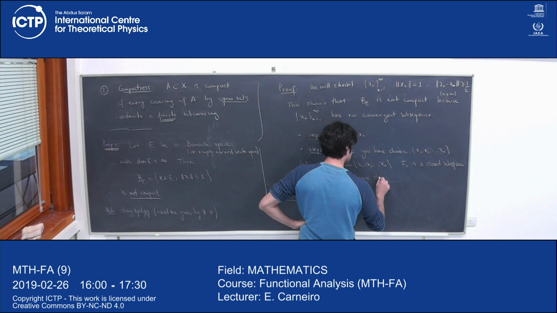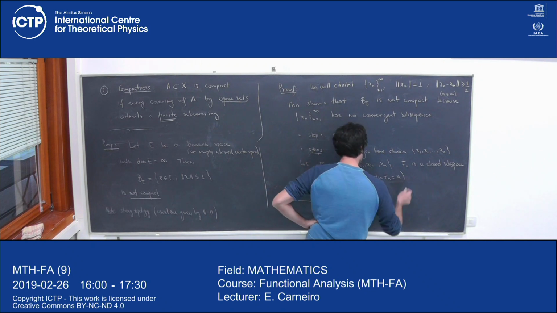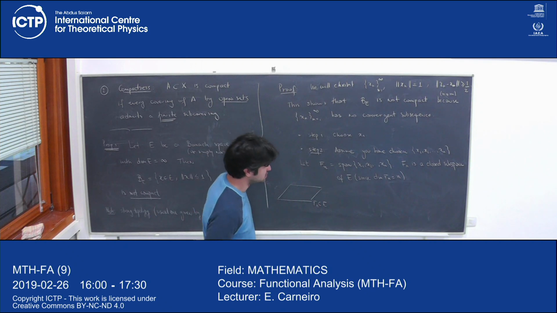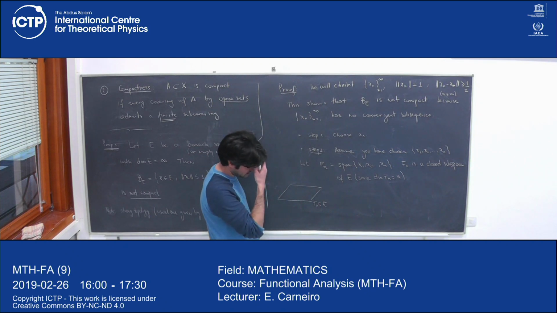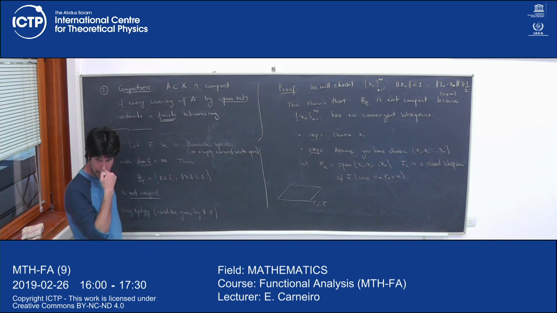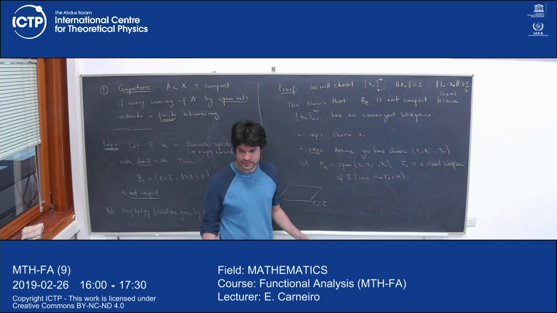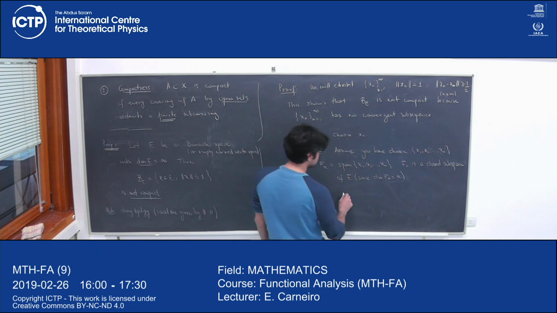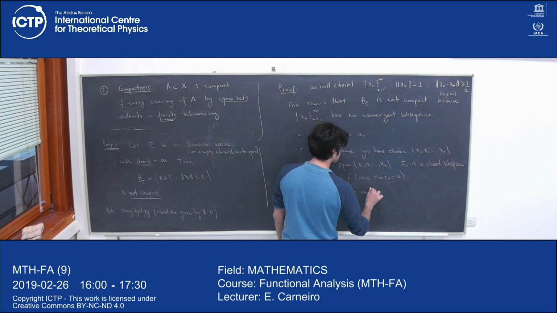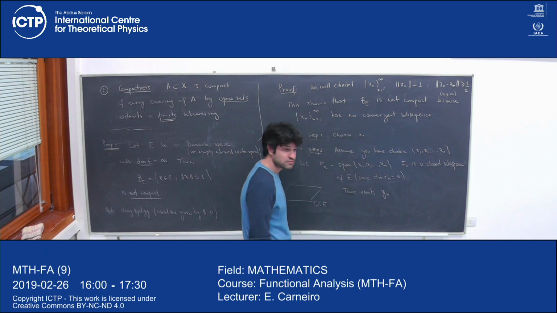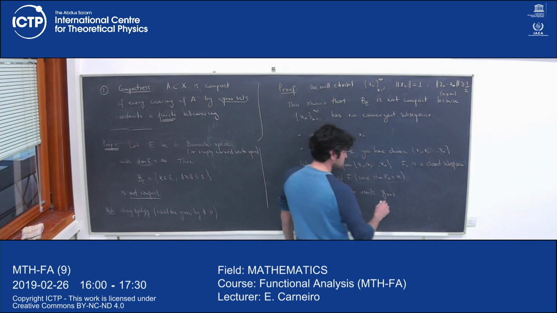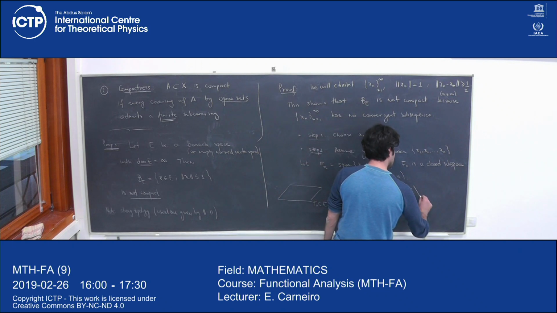Okay, the dimension of Fn is n, since I will add at each step a vector which is linearly independent of the others. So it's a closed subspace. But since my space is infinite dimensional, Fn is not the whole thing. There is a point outside. So there exists a point, let's call it yn plus 1, which lies in E and not in Fn.